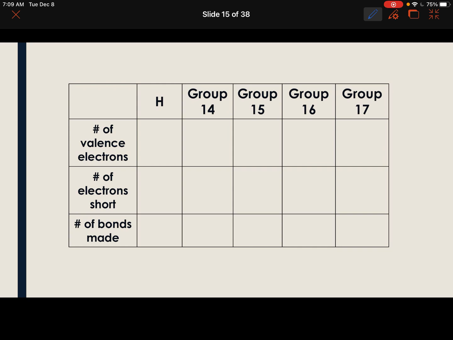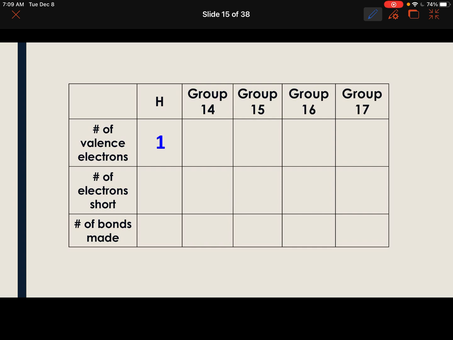So now what we're going to talk about is the groups of nonmetals and hydrogen, and basically how we look at their valence electrons. Remember, we're just doing groups 14 through 17 and hydrogen because this is nonmetals only. Hydrogen is going to have one valence electron, and instead of saying if it's going to gain or lose electrons, we're not going to say it's gaining or losing electrons because it's not going to become an ion.